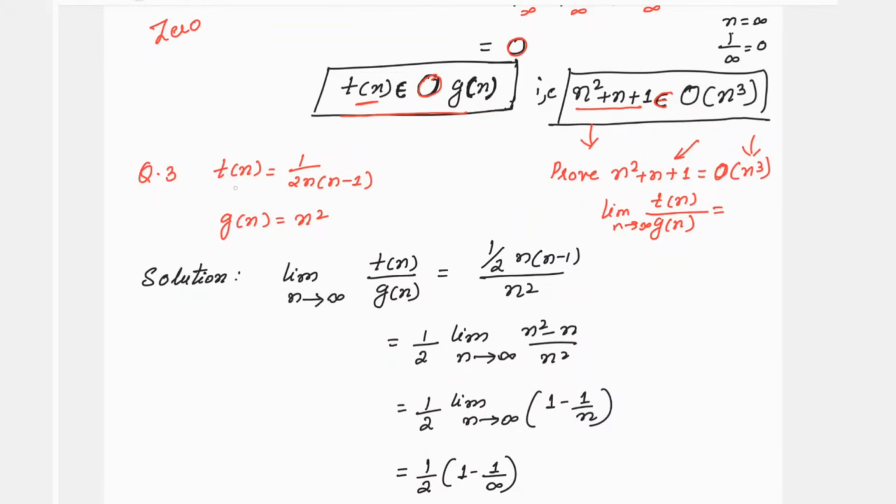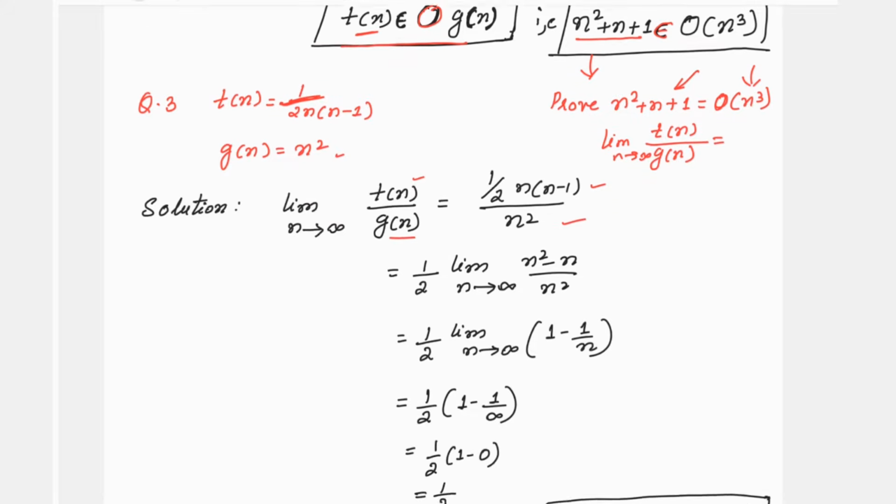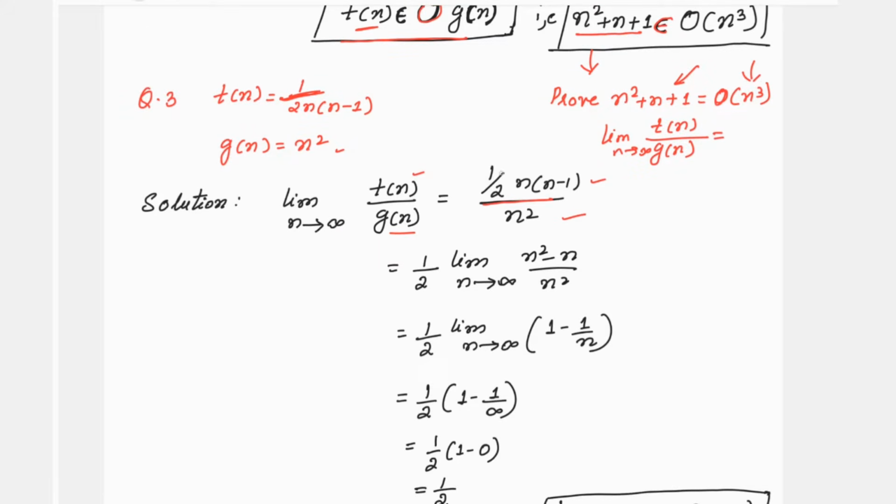Now one more question we will take. t of n is 1 divided by 2 n into n minus 1. g of n is n square. So t of n in the numerator, g of n is n square in the denominator. Then you simplify here. What you are doing in the simplification is this 1 by 2 you are taking outside. So limit n tends to infinity, you will get n square minus n divided by n square. Further simplifying this, you will get 1 minus 1 by n.